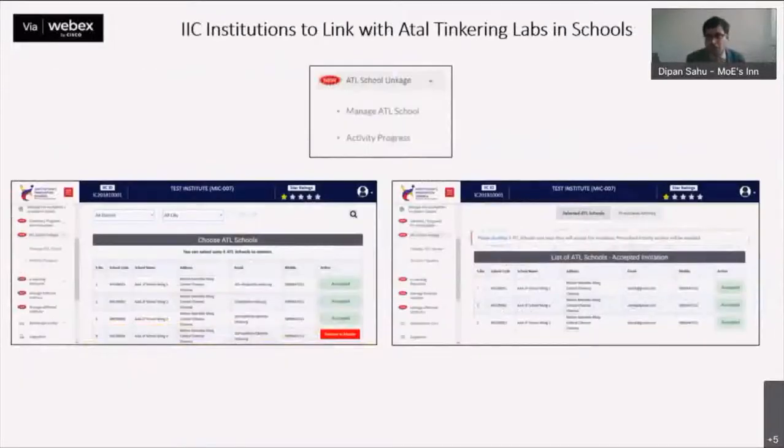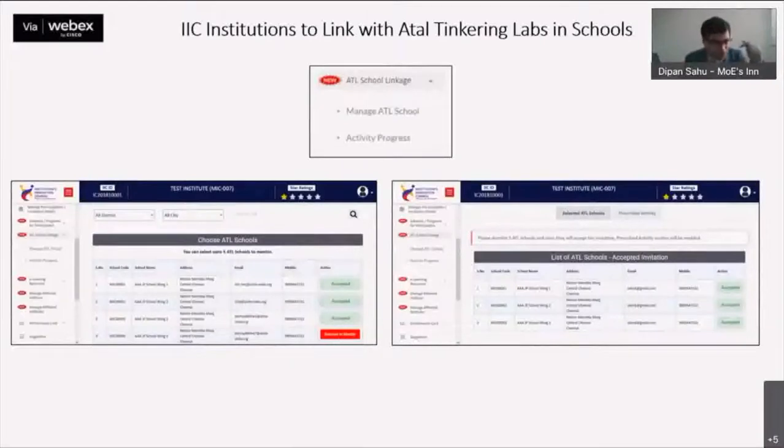For the Atal Tinkering School also, we have already integrated the database of all 6,000 Atal Tinkering Schools. Now this will be given as an MIC driven activity to our institutions for the next 1 month.